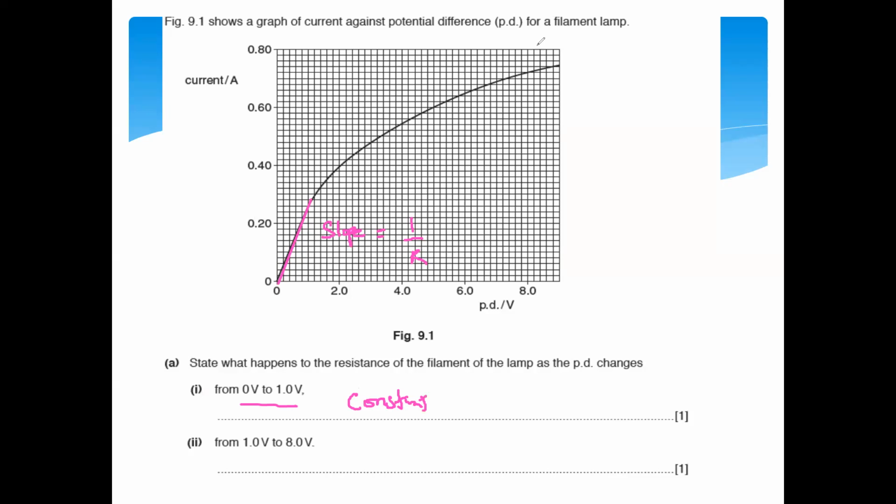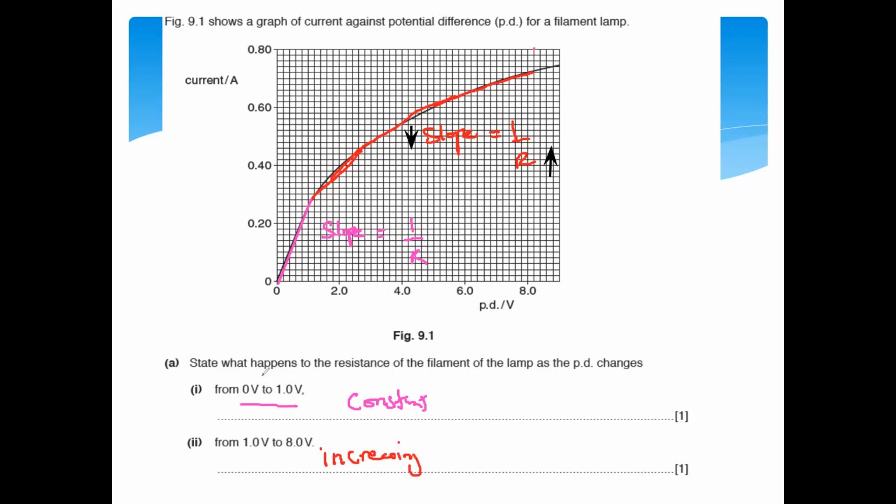But for the second part, what happened? The slope starts to decrease, and we know the slope and resistance are reciprocal. So if the slope is decreasing, it means the resistance is increasing. So for the second part, we will write that resistance is increasing.